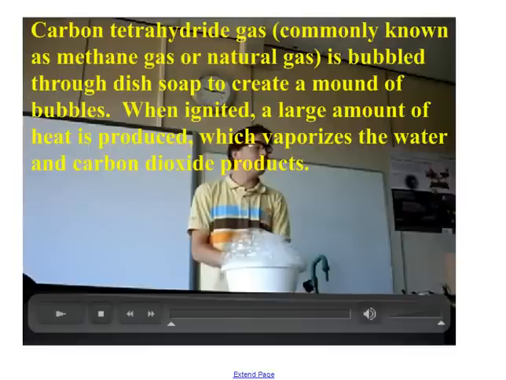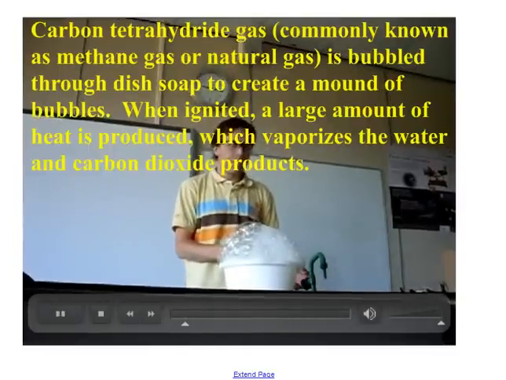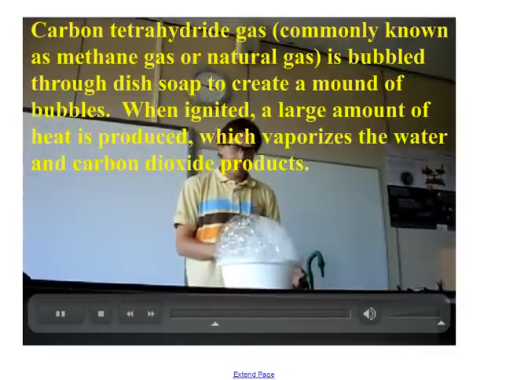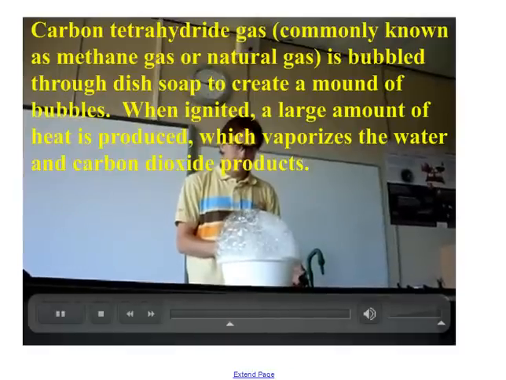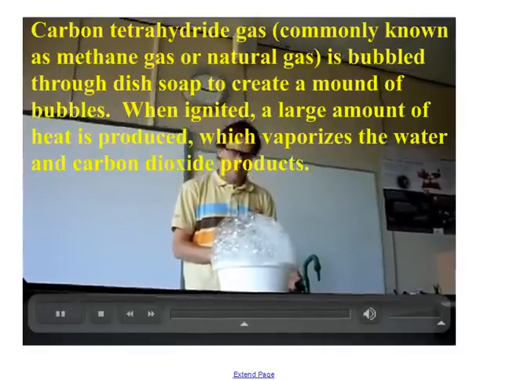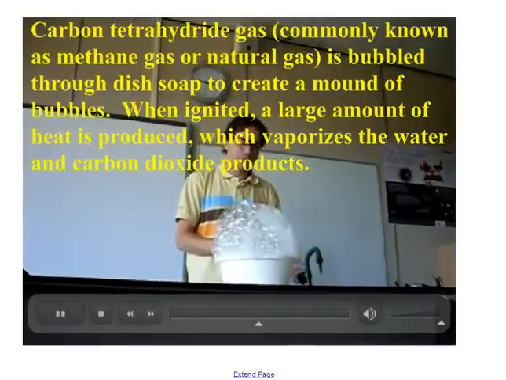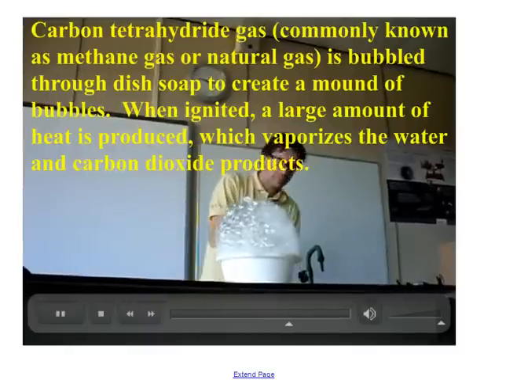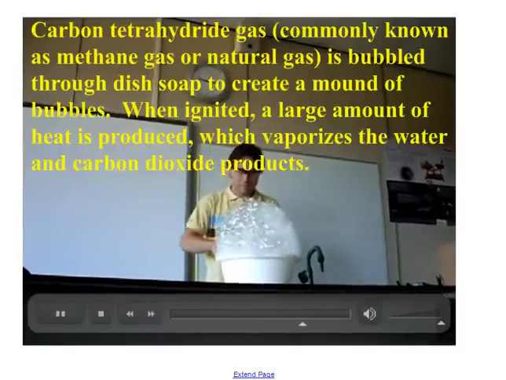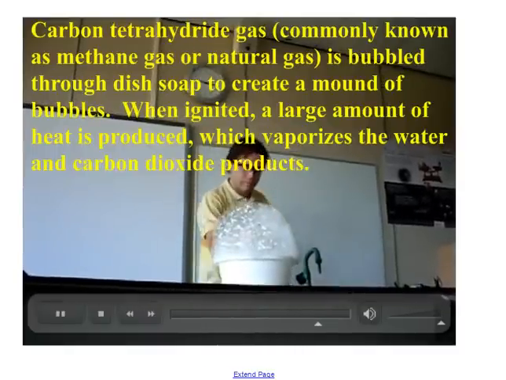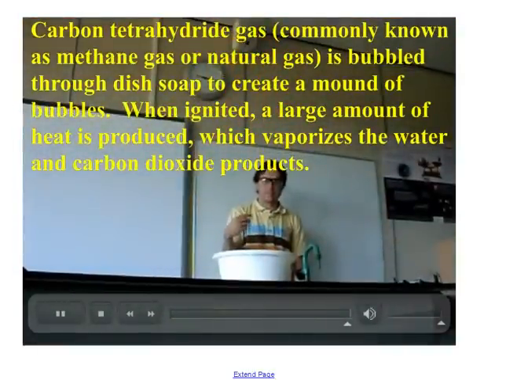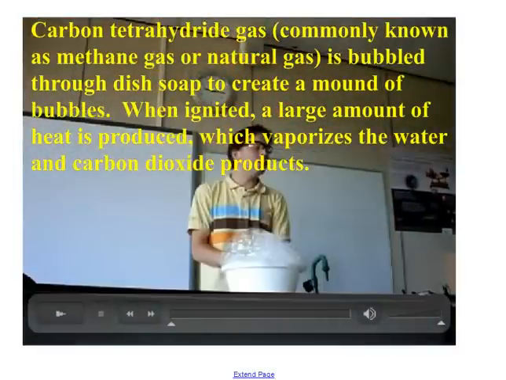The fifth and final chemical reaction that we're going to write an equation for today is this one. Carbon tetrahydride gas, commonly known as methane gas or natural gas, is bubbled through dish soap to create a mound of bubbles. When ignited, a large amount of heat is produced, which vaporizes the water and carbon dioxide products. All right, so pretty spectacular reaction there.